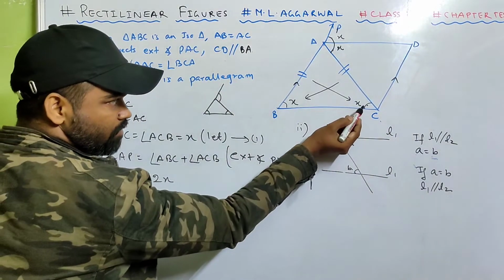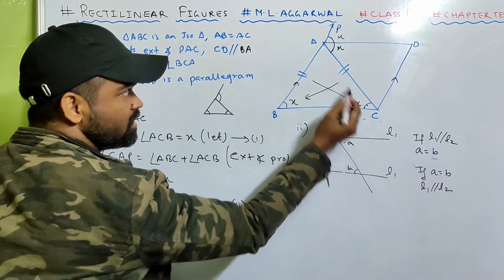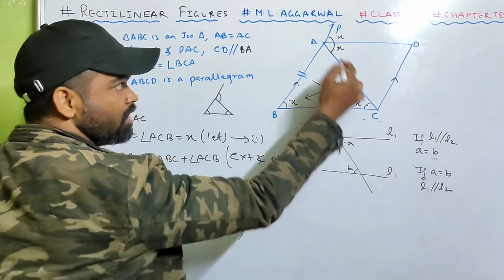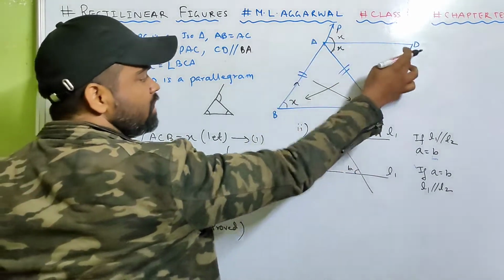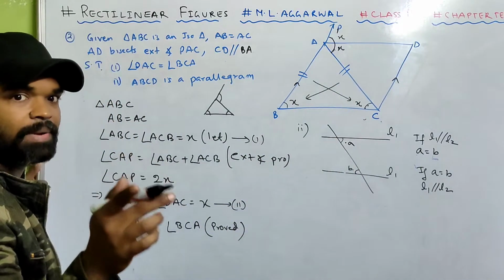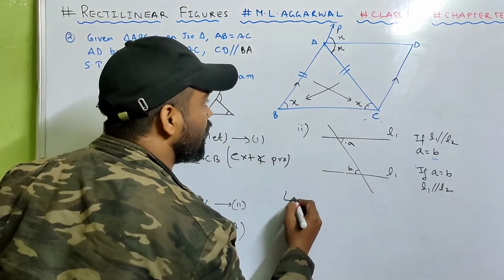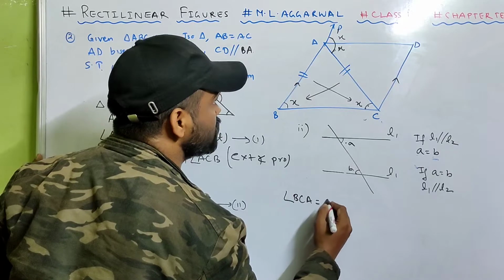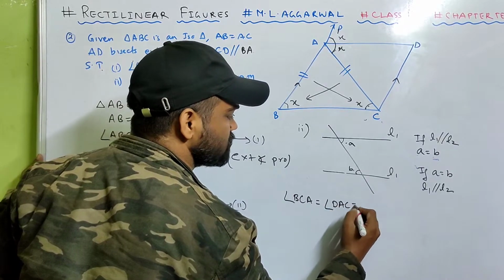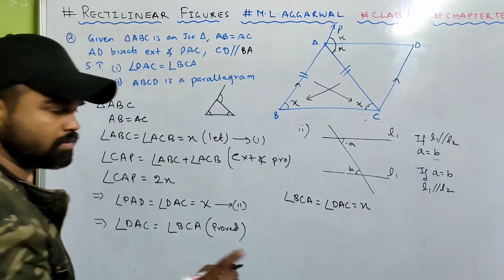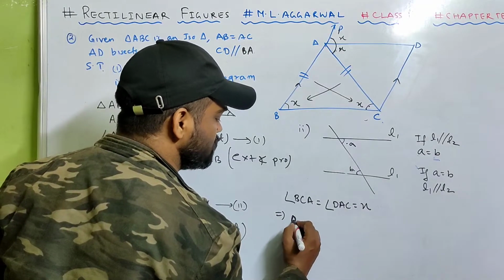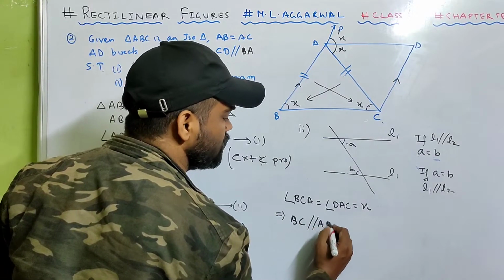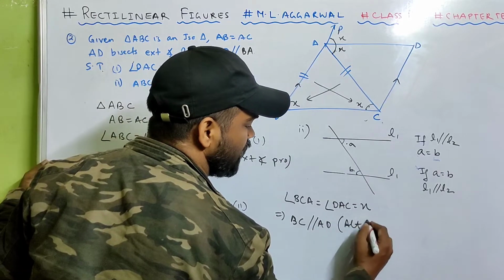Now look over here. Angle BCA and angle DAC are equal, AC is the transversal. So AD will be parallel to BC by the alternate angle property. Angle BCA is equal to angle DAC is equal to x. Yes or no? Which simply implies BC is parallel to AD. Why? Alternate angle property.